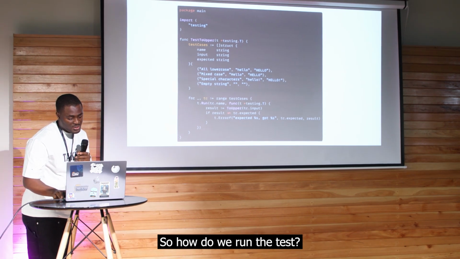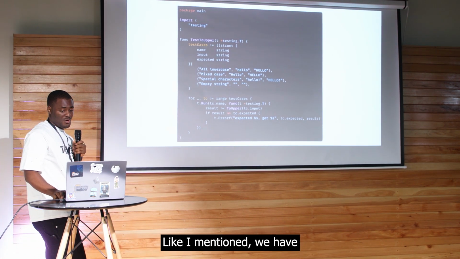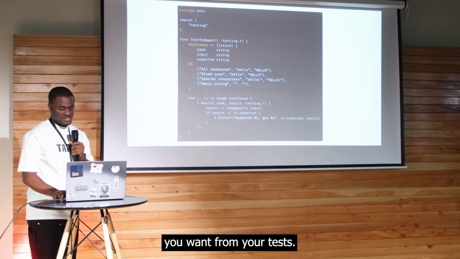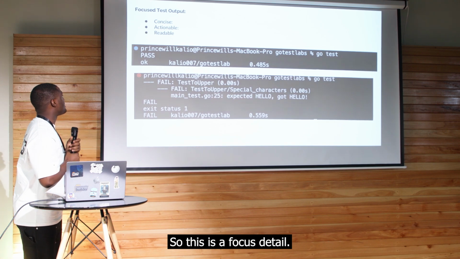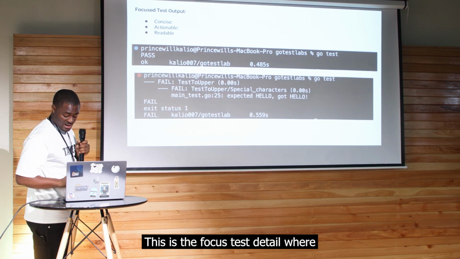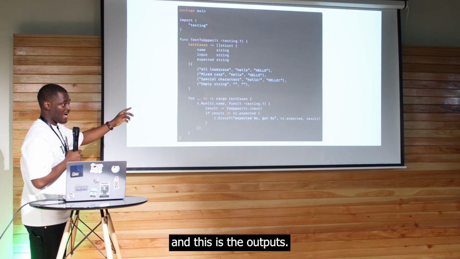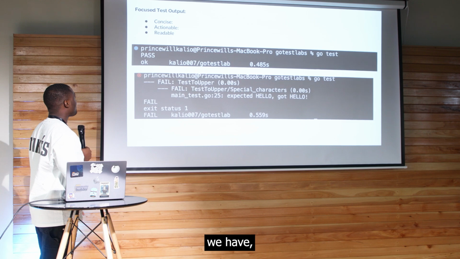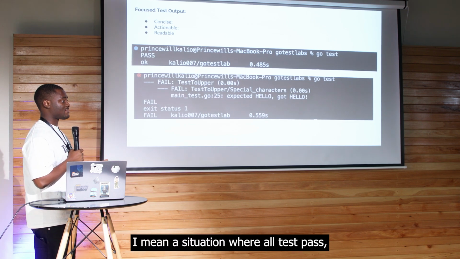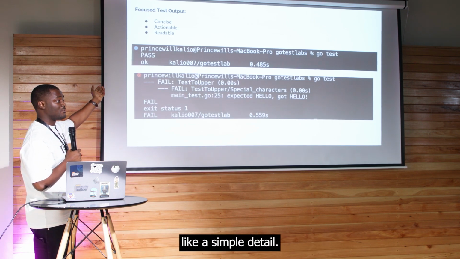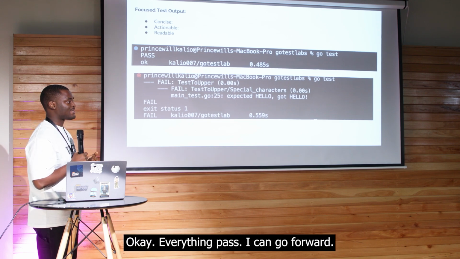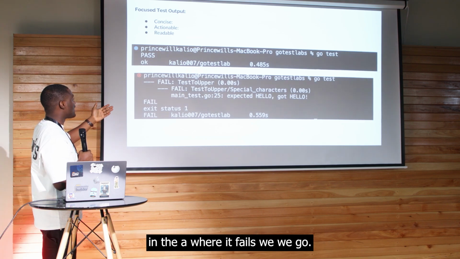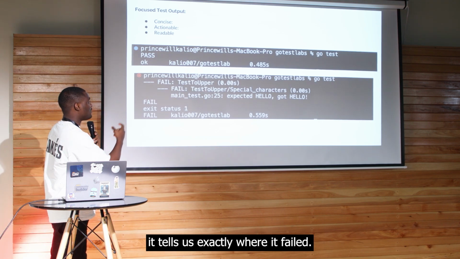So how do we run the test? Like I mentioned, we have various methods of running tests depending on the details you want from your test. This is a focus test detail where I'm running this test, and this is the output. So when I run go test, in a situation where all tests pass, we just have okay, because it makes it a simple, okay, everything passed, I can go forward, I don't have to waste time. In a case where it fails, it tells us exactly where it failed, okay?